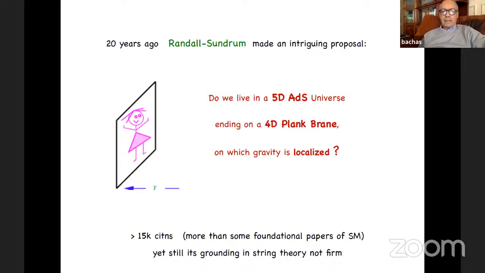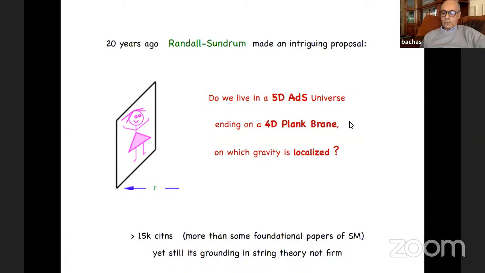In a nutshell, they said, do we live in a 5-dimensional anti-de Sitter universe? Actually, not in the bulk of it, but on a 4-dimensional Planck brane, localized in a codimension 1 brane. And of course, gravity would be four-dimensional. Now, it's amazing that these two papers have more than 15,000 citations. Actually, it's more than some of the founding papers of the Standard Model. And yet, I think its grounding in string theory is not yet firm.